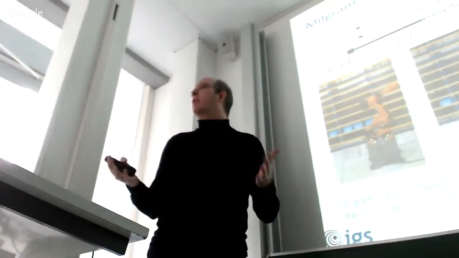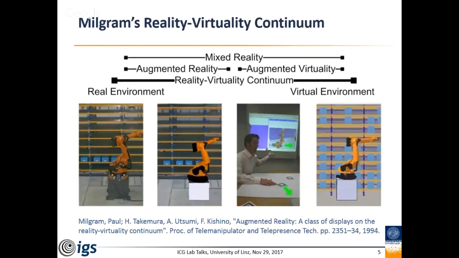To describe this idea that you can have mixed realities, where you have real components and virtual components and mix them together. Here just illustrated with some images from a robot arm. So here is the real robot arm on one end, and here is the fully virtual scene simulated. On the other end, in between, we have combinations of the two.